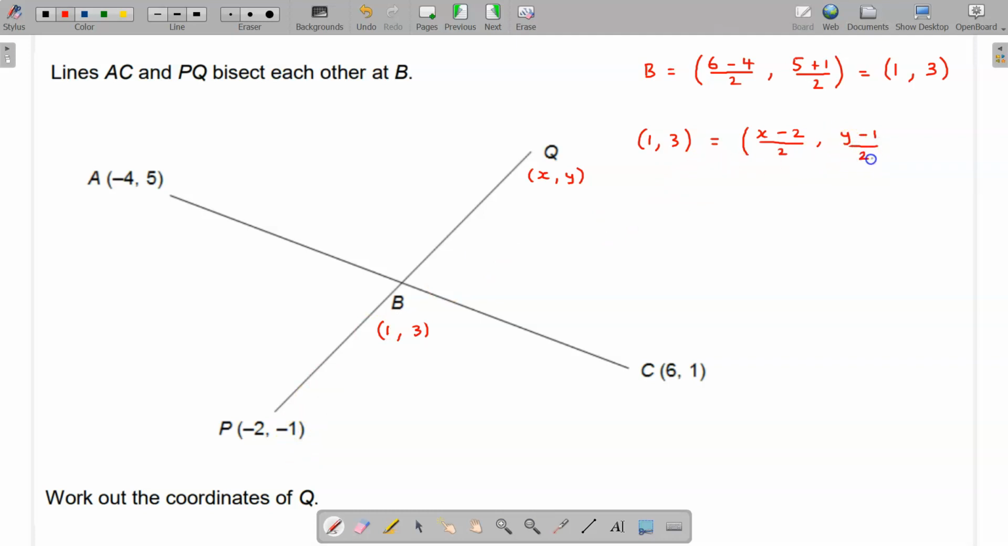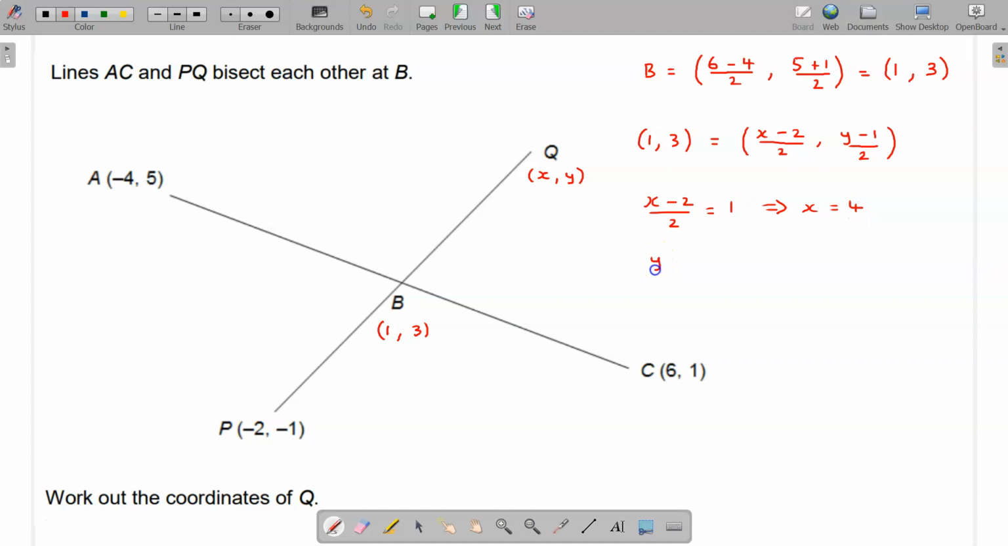And I just solve two little equations to find what x and y are. So x minus 2 over 2 equals 1. So therefore x minus 2, well, if I write it formally, double both sides, x minus 2 equals 2. Okay, so therefore x must equal 4.